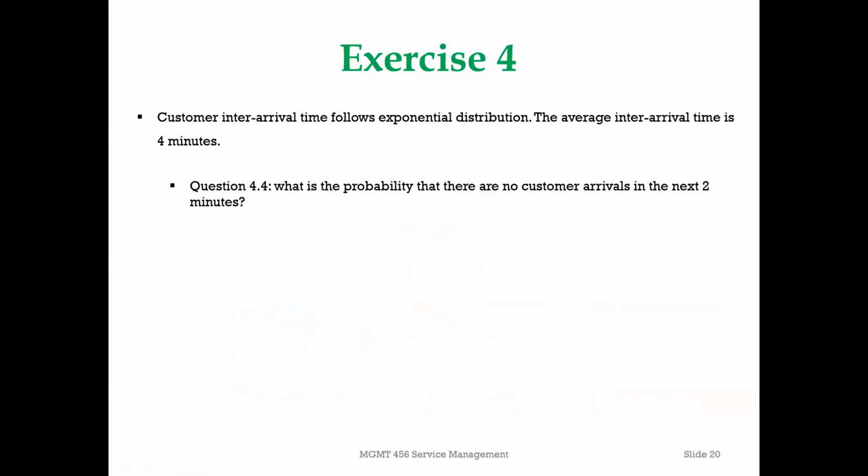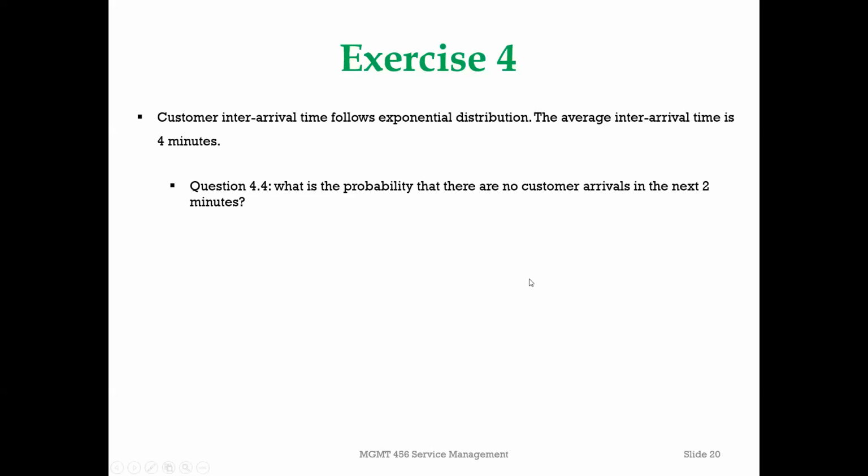Now let's look at question 4.4. What is the probability that there is no customer arrival in the next 2 minutes? Again, no customer in 2 minutes. That means we might be able to apply those distributions to figure out the solution. If we see one customer or two customers, then the only distribution that applies is the Poisson distribution. You can no longer use the exponential distribution. But if you see no customer in 2 minutes, you can use the exponential distribution as well.